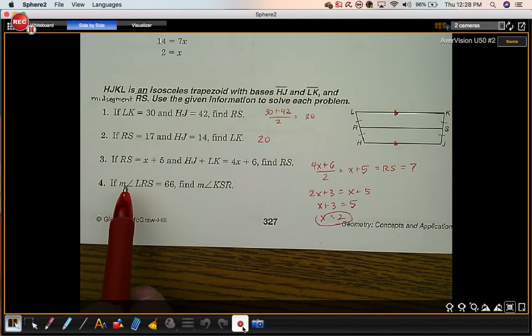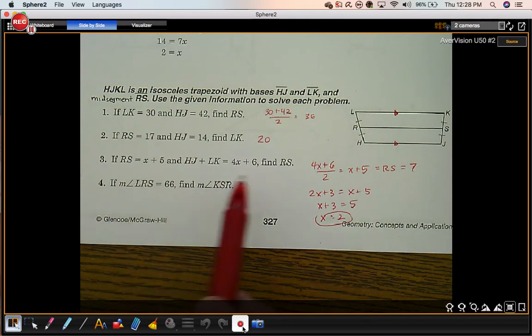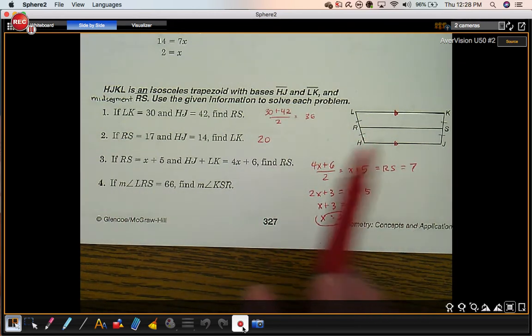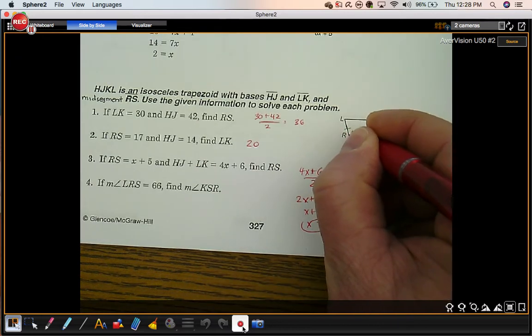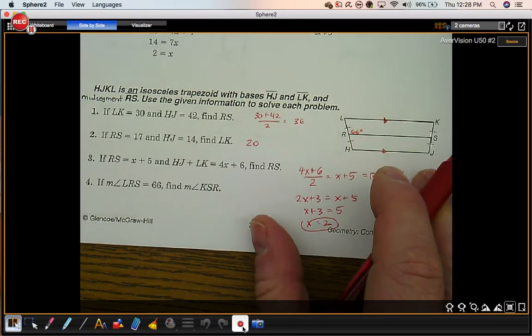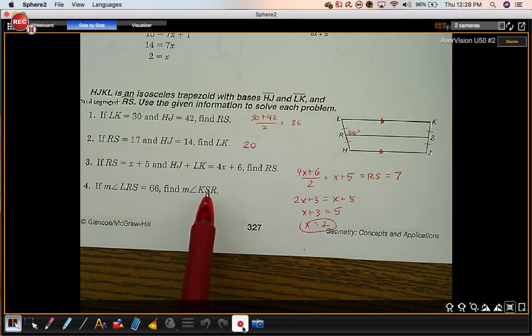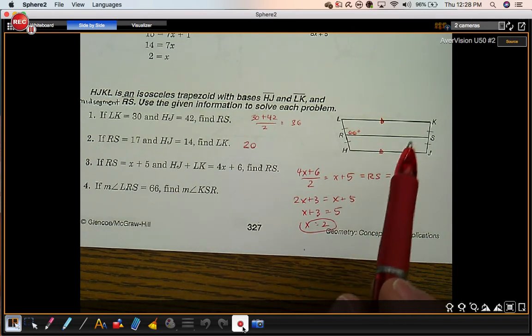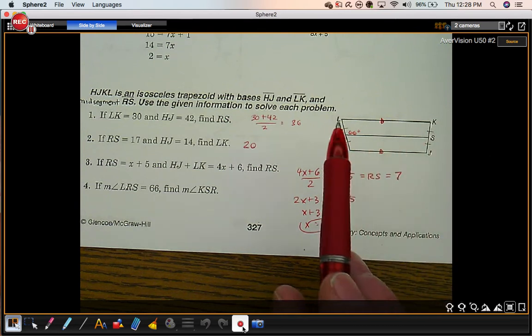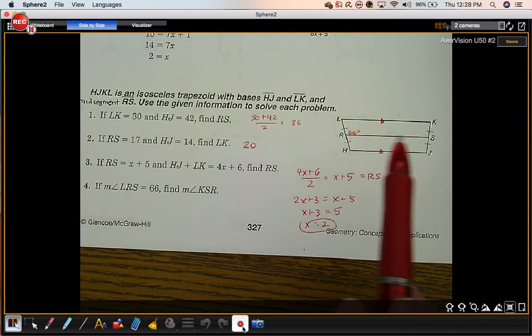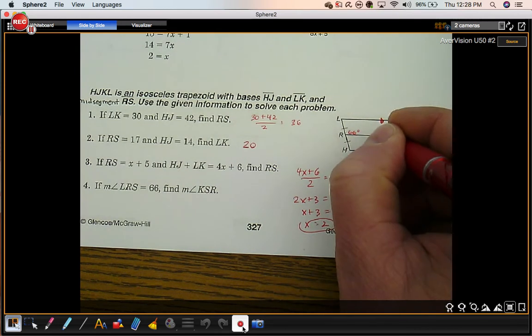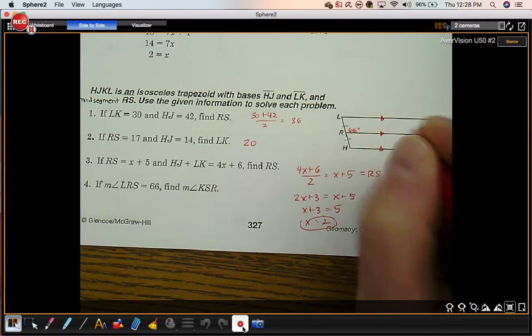Number 4. If the measure of angle LRS is 66, I'm just going to write it in there because I know this is the last problem on here. Find the measure of angle KSR. That would be this one over here. Well, remember how we talked about this. If you have an isosceles trapezoid and you have a midsegment on here, that actually makes 2 new trapezoids.